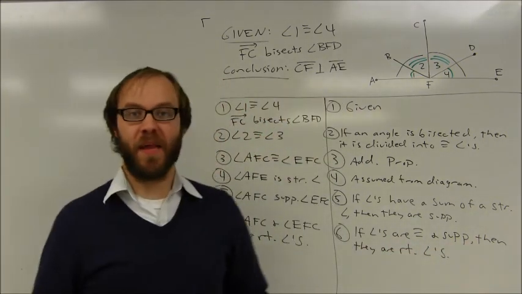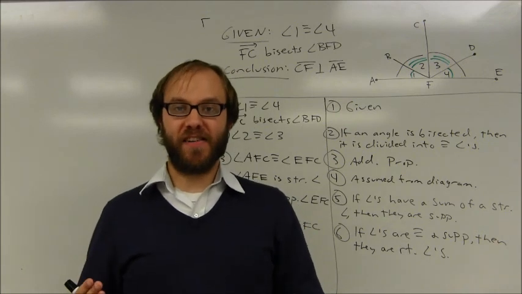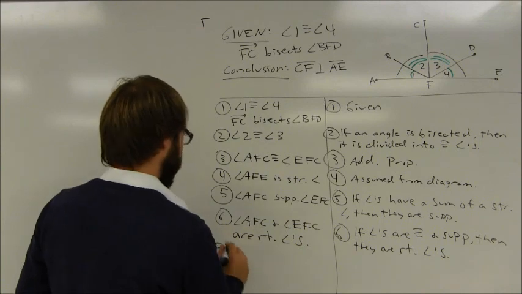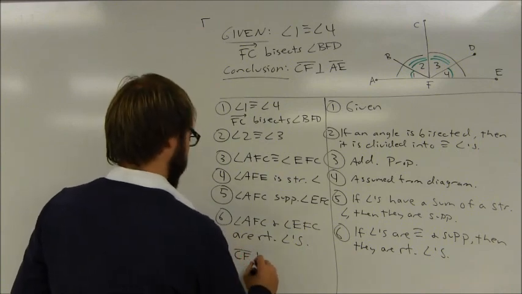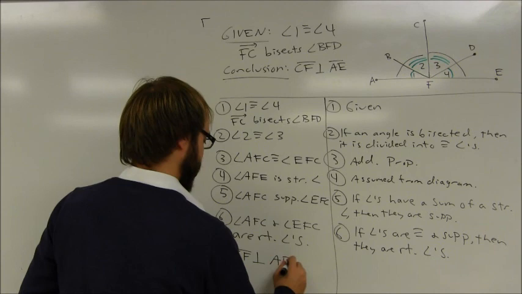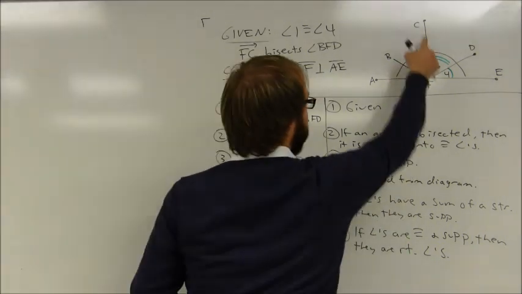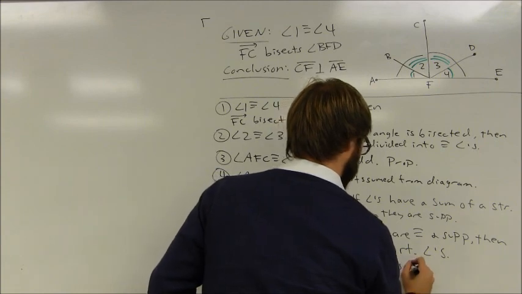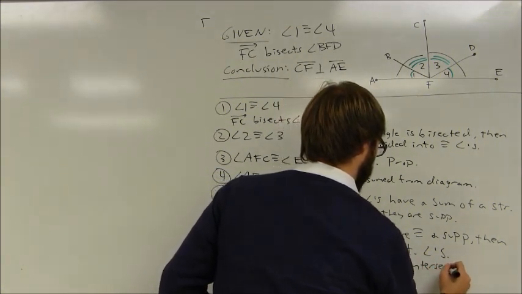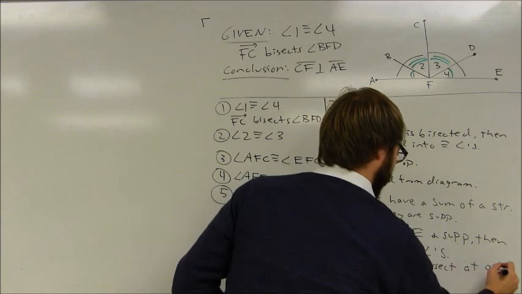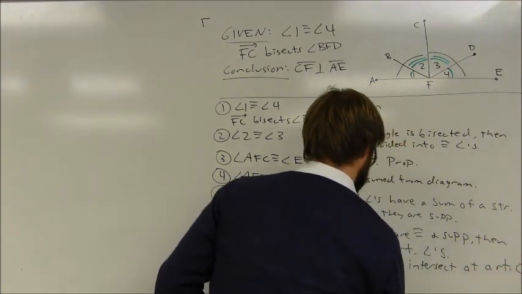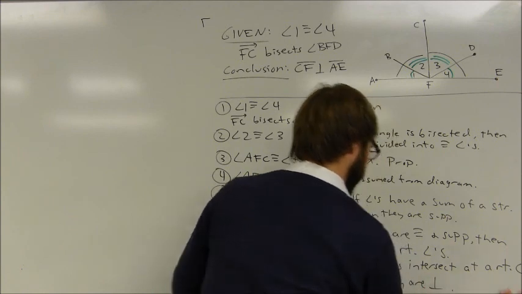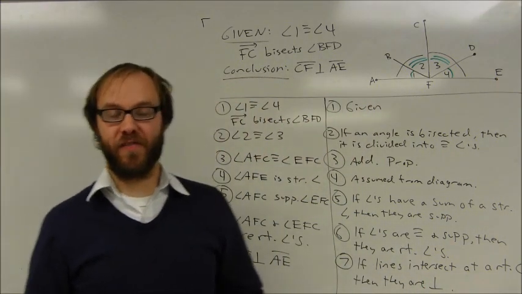And the final step here, I've shown that I have right angles. Now I just need to show that the lines that form them are perpendicular. So I'm going to say that CF is perpendicular to AE, and the reason being, if lines intersect at a right angle, then they are perpendicular. And that's all I need to do to finish out my proof.